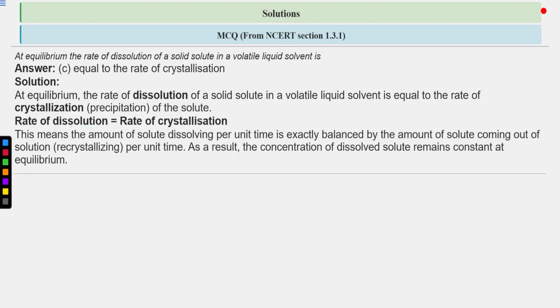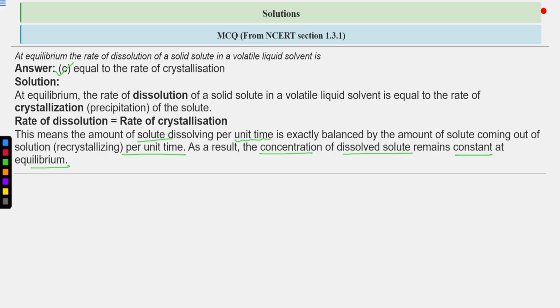This means the amount of solute dissolving per unit time is exactly balanced by the amount of solute which is coming out of the solution after crystallization per unit time. As a result, the concentration of dissolved solute remains constant at equilibrium, which makes the rate of dissolution and the rate of crystallization equal. And thus, the correct answer is option C.